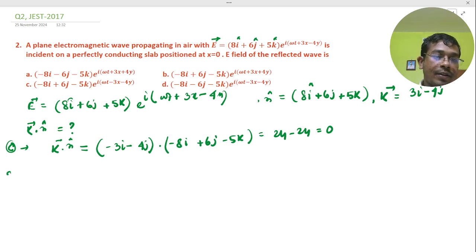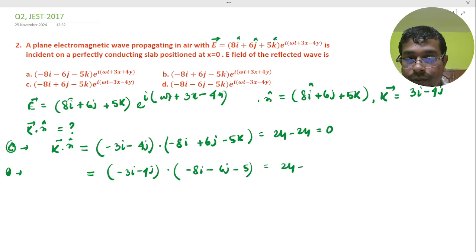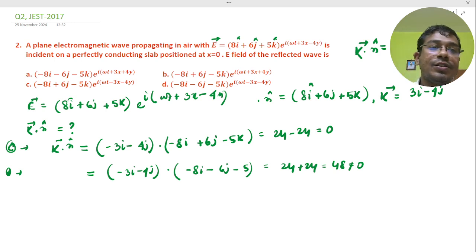And if we check option D, we get minus 3i minus 4j dot minus 8i minus 6j minus 5k. This is basically 24 plus 24 equal to 48, that is not equal to 0. So you should check that k dot n cap must be 0. So the C option is 0, so C would be the answer.